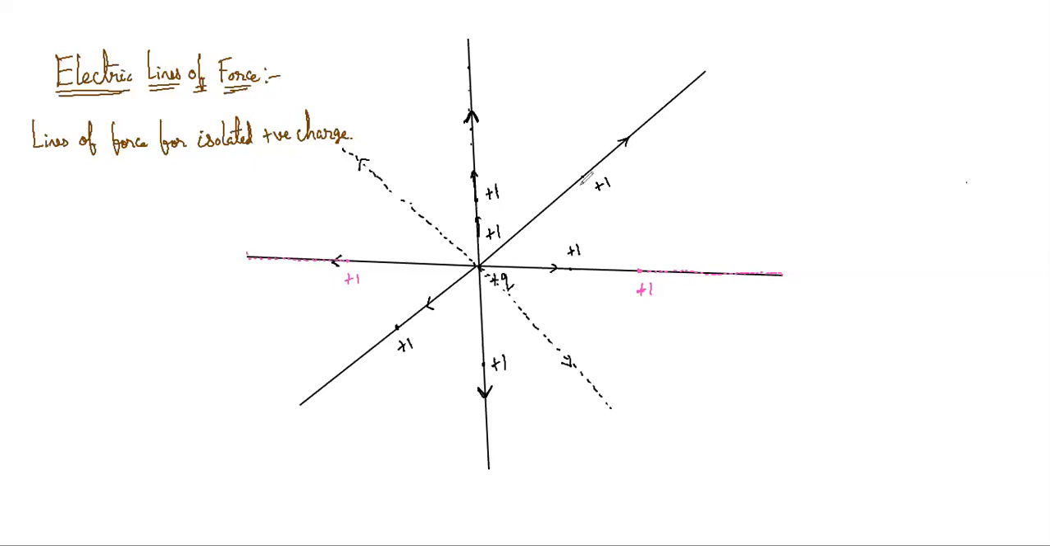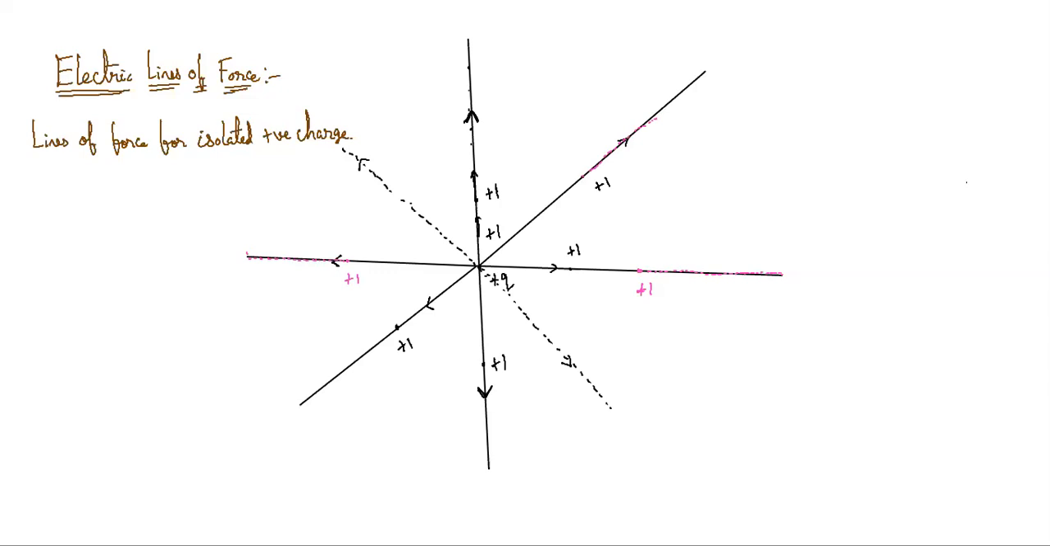Similarly, if I place the charge here, the charge will move along this line. So one more way of looking at this is that it is a path along which the unit positive charge will move when placed in the electric field.